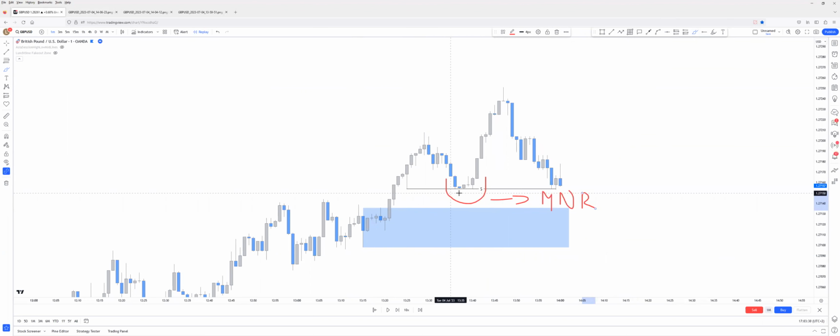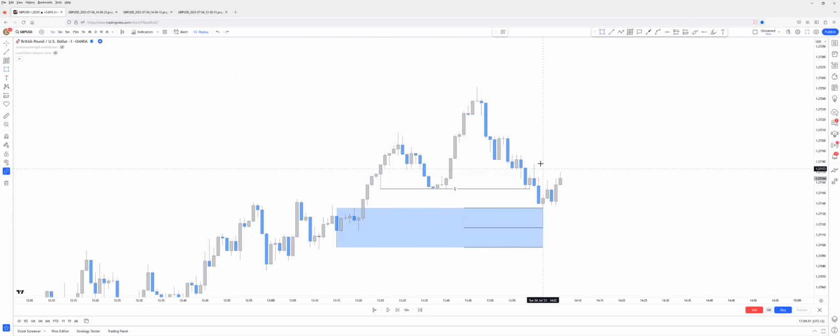And price right away swept this liquidity into the demand, mitigated perfectly the 50% of this demand. I will just use the Gambax tool. You will see that it was a perfect 50% mitigation. And right after a 50% mitigation, what has happened? It gave a strong rejection. Immediately, you can see that coming down, leaving this huge wick behind and coming with a V-shaped rejection, strong rejection immediately after sweeping out the liquidity and mitigating the demand.